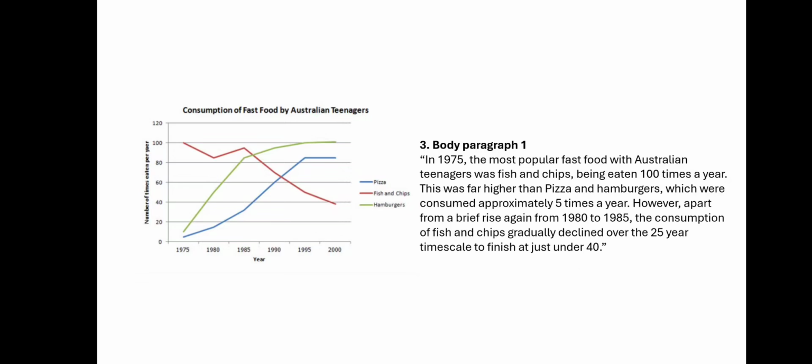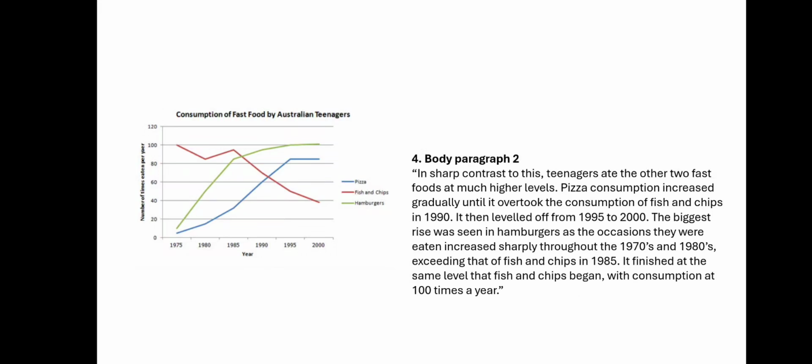I will give you an example of a body paragraph based on the line chart that I have given in this slide. In 1975, the most popular fast food among Australian teenagers was fish and chips, being eaten 100 times a year. This was far higher than pizza and hamburgers, which were consumed approximately 5 times a year. However, apart from a brief rise again from 1980 to 1985, the consumption of fish and chips gradually declined over the 25-year time scale to finish at just under 40.